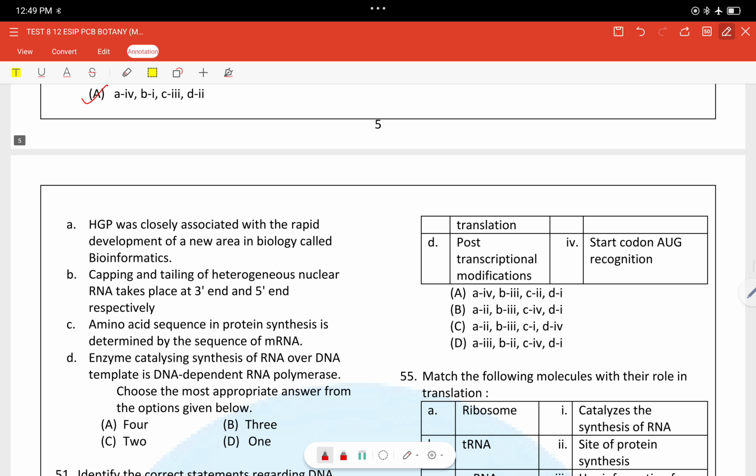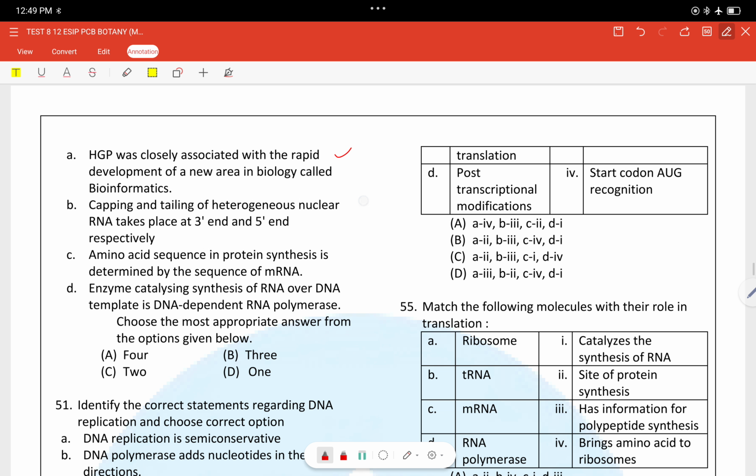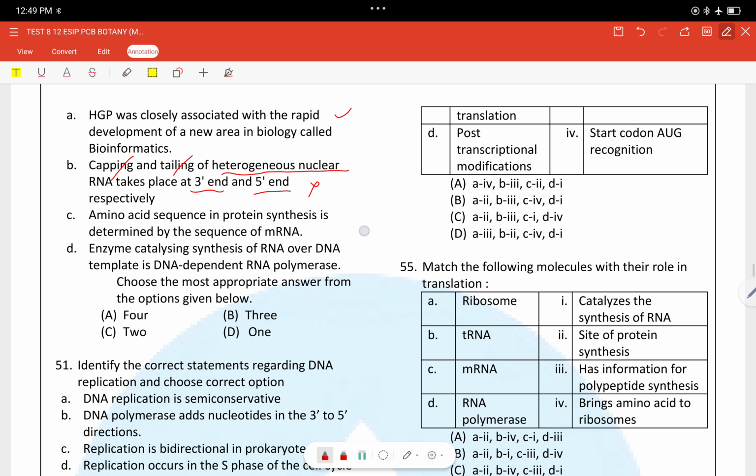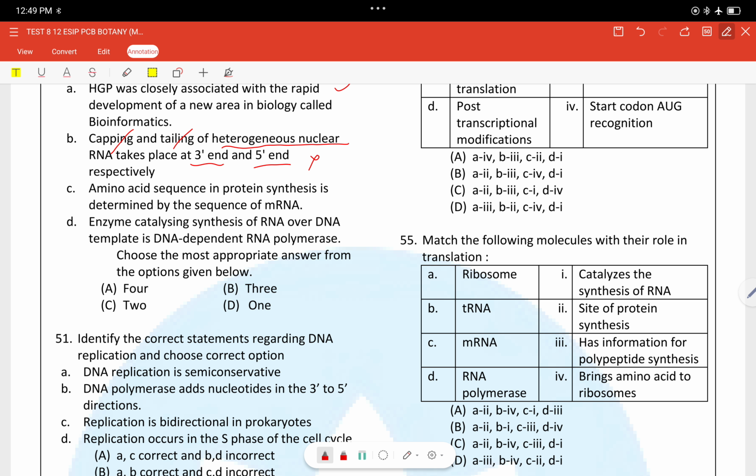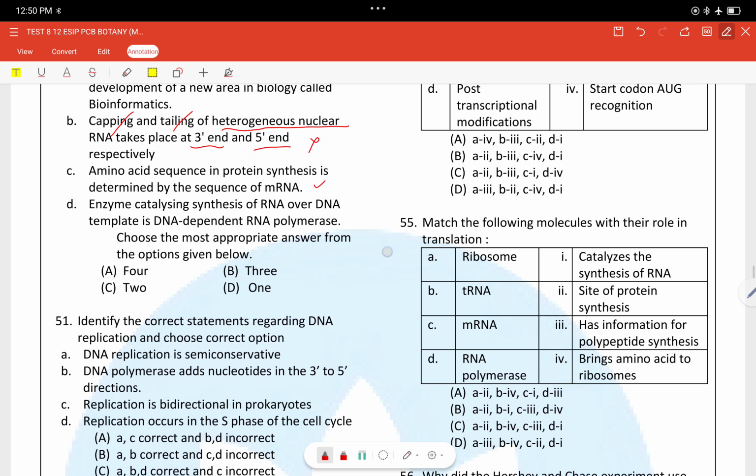Next is HGP was closely associated with rapid development of a new area in biology, that is bioinformatics, that is correct. Capping and tailing of heterogeneous nuclear RNA, hnRNA, take place at 3 prime end and 5 prime end respectively. Capping takes place at the 5 prime end, tailing at the 3 prime end. So this statement is incorrect. And amino acid sequence in protein synthesis is determined by the sequence of mRNA, that is absolutely correct. The sequence of mRNA determines the amino acid sequence.